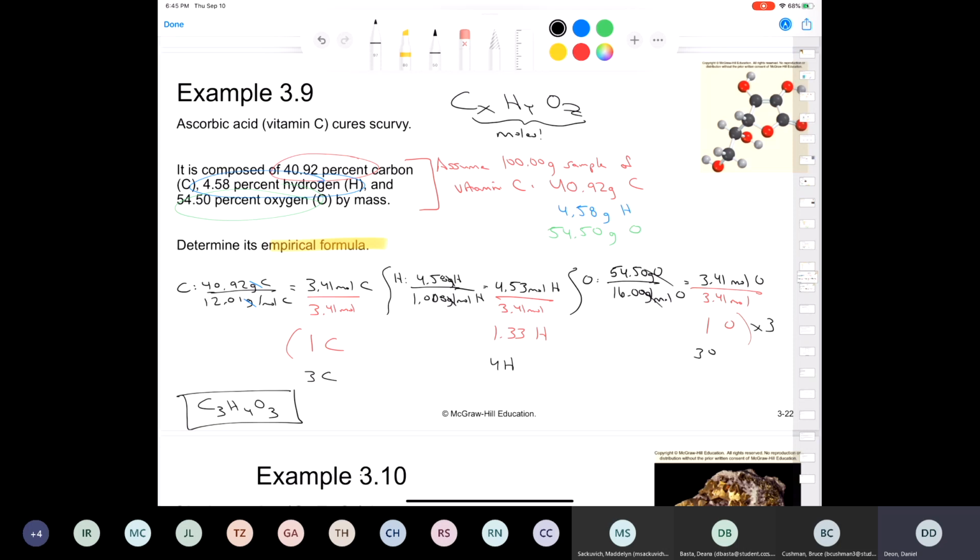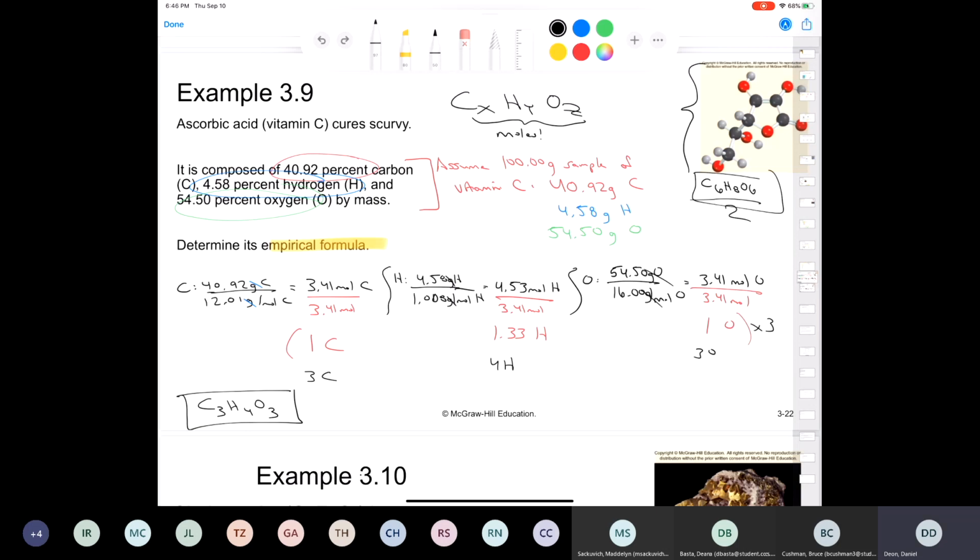Now, I've already gone ahead and looked at the formula of ascorbic acid, which is right here, and you probably figured it out already. The actual molecular formula is C6H8O6. Well, is C3H4O3 the empirical formula of C6H8O6? Absolutely it is. You divide all of this by 2 and you get the simplest whole number ratio of those elements. Give me a thumbs up if you follow me on this one. Determining an empirical formula, not necessarily a molecular formula, but an empirical formula. Thanks, Reagan.